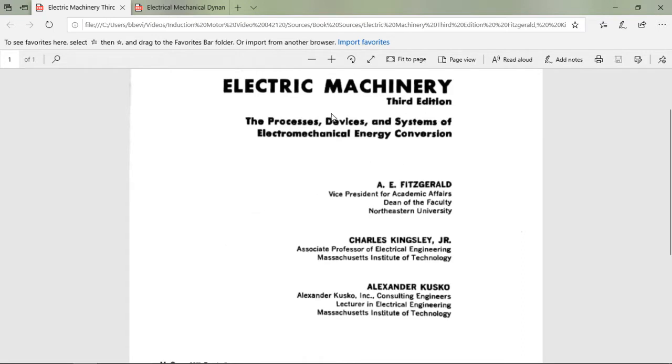First reference, which is probably the one I base most of this video on, especially the equations, is Electric Machinery, 3rd edition. There are some later editions, and I can only assume they're going to be even better than this. This is a really good one. It is very theoretical, but it also helps you go from theory to practice with lots of good examples.